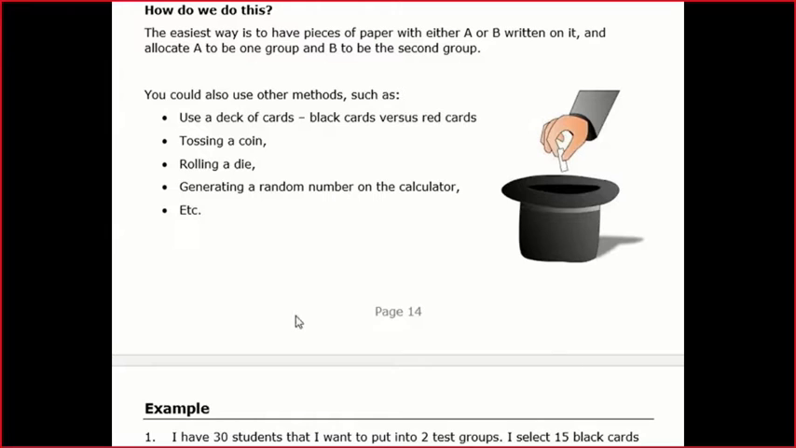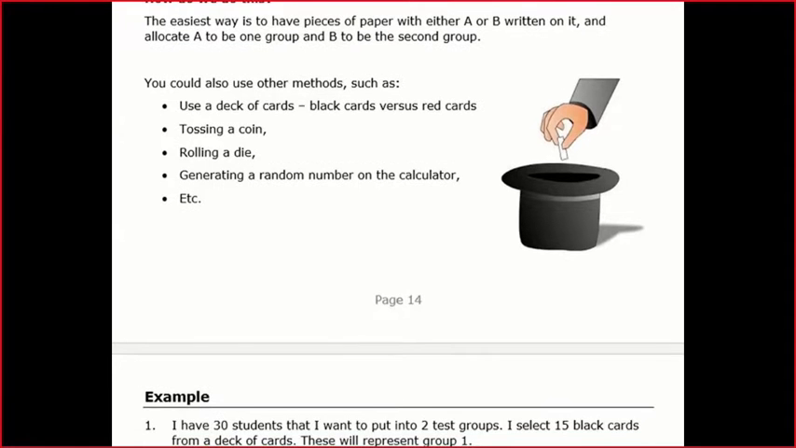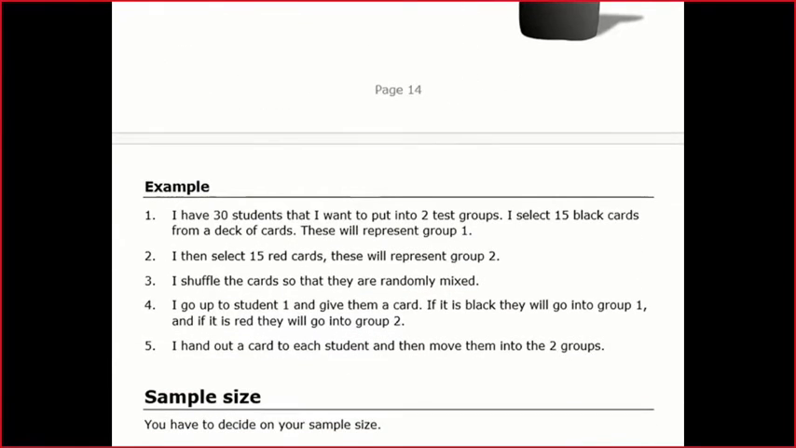I could also use a deck of cards. If they get a black card, that means they're in treatment group. If they get a red card, they're in the control group. I could toss a coin. If it's heads, that means... If it's tails, that means... So there's lots of different ways that you could do that. And there's a little example there of some instructions that I would give to do that.